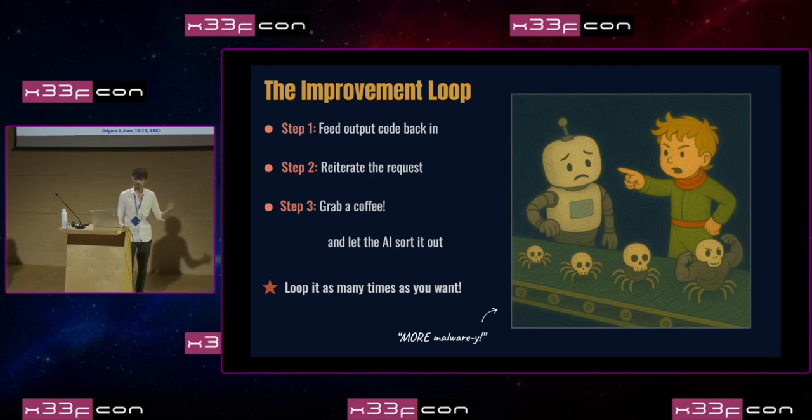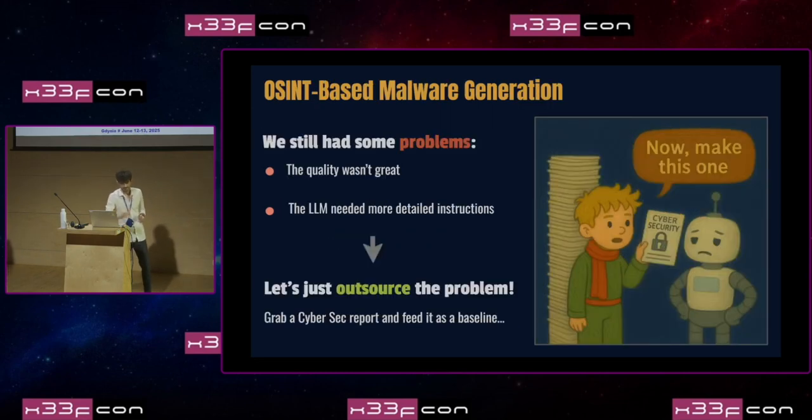We would just feed the output code back in, we reiterated the request, we grabbed the cappuccino, preferably, and let the AI sort the rest out for us. And that solved our problem of getting quality malware at the end of the process. But the beginning was still too vague. You still had to prompt and explain specific malware techniques, and that required technical knowledge. We didn't like that. So we decided to outsource all of the boring explanation bits to other people.